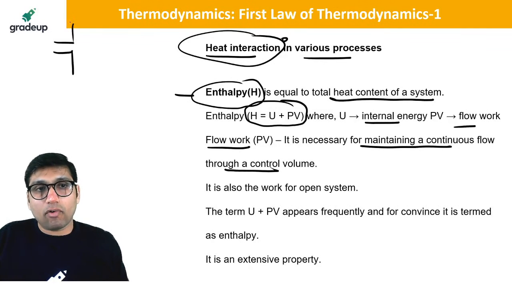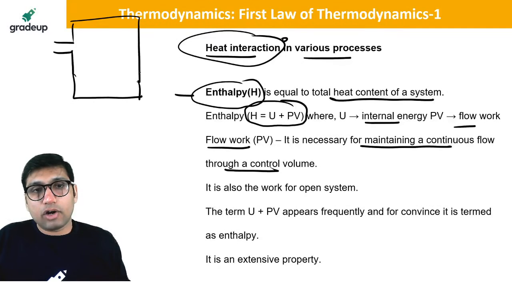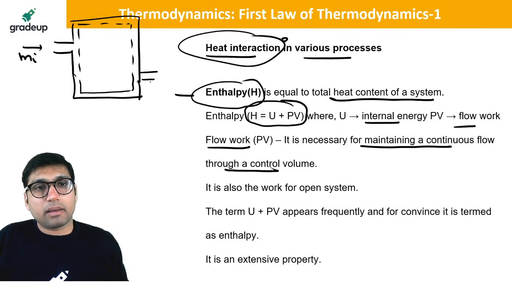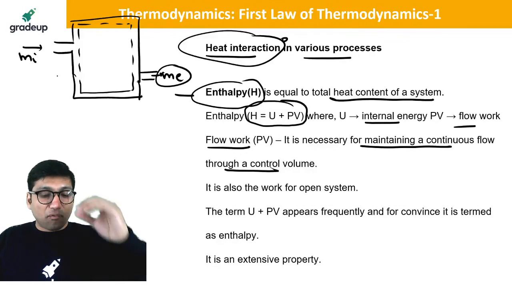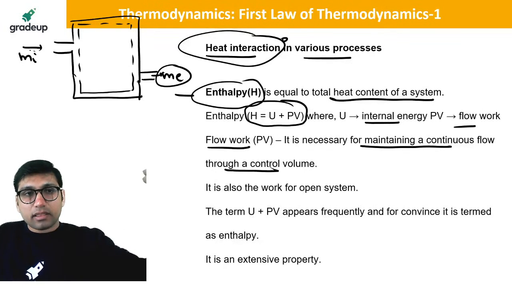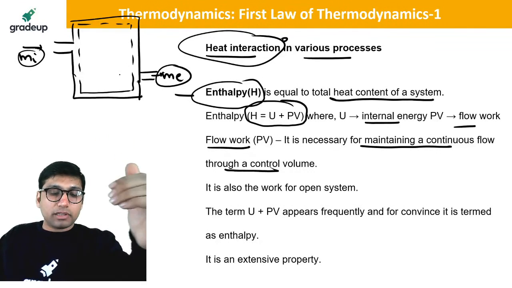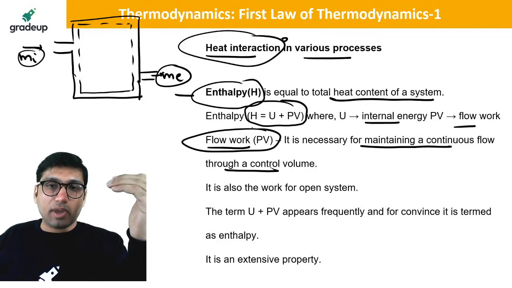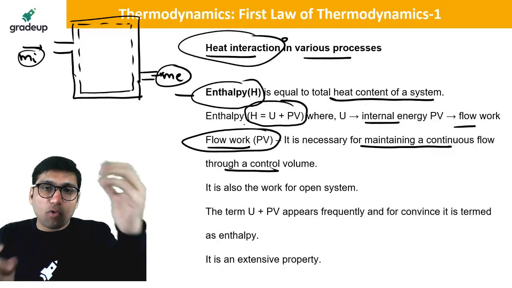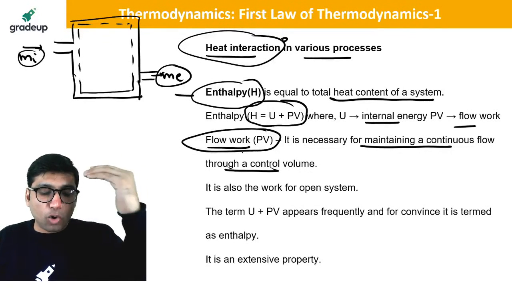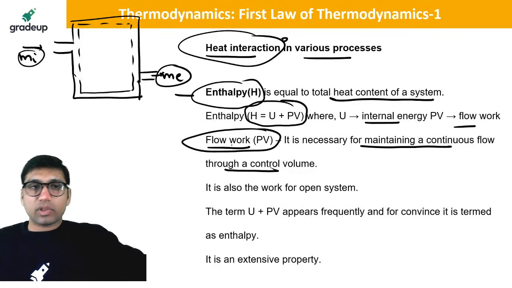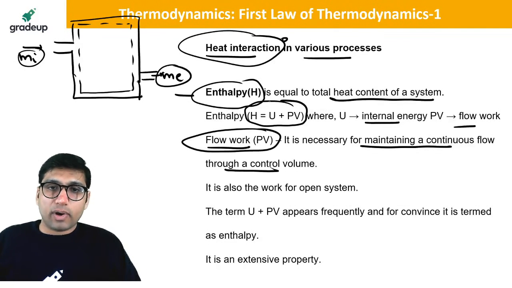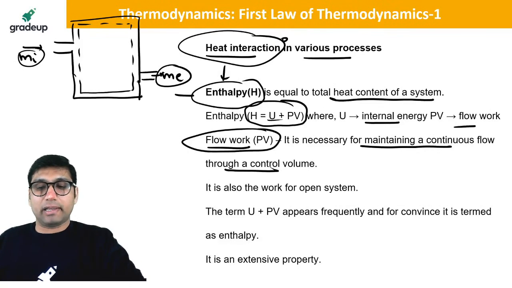Let us say we have a control volume system. Although the volume is fixed, some mass will be entering the system and some mass will be leaving the system. The work required for pushing this mass into the control volume and pushing the mass out of the control volume is called flow work. Flow energy is the energy required in the open system for pushing the mass into and out of the control volume. So this is the enthalpy. It is the sum of U plus PV.